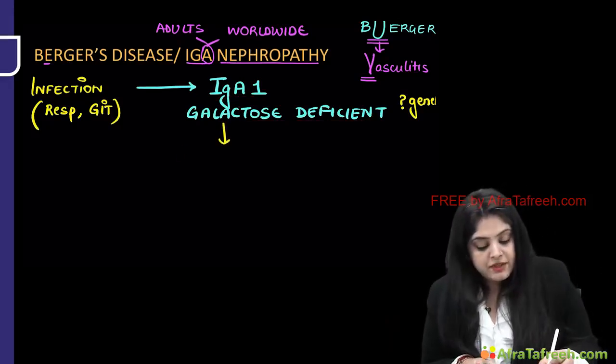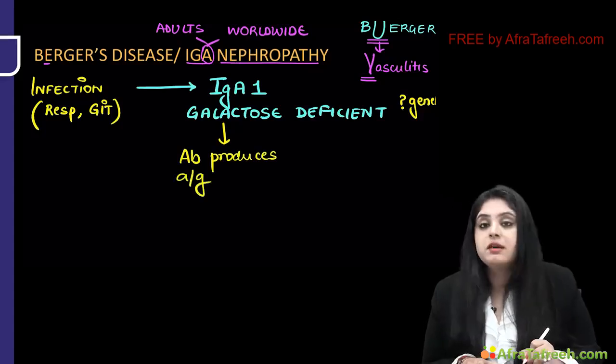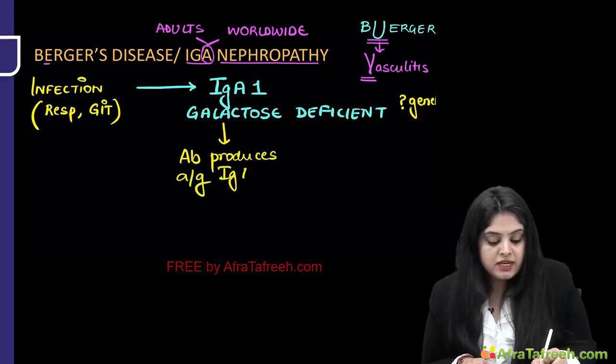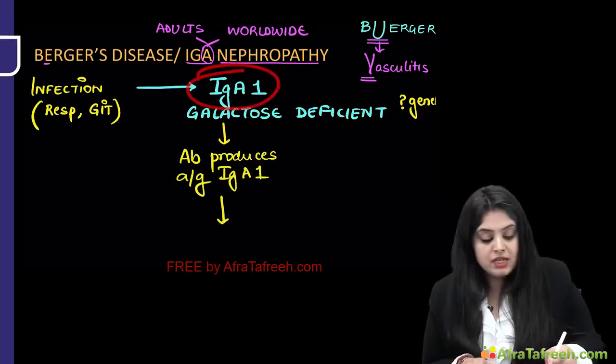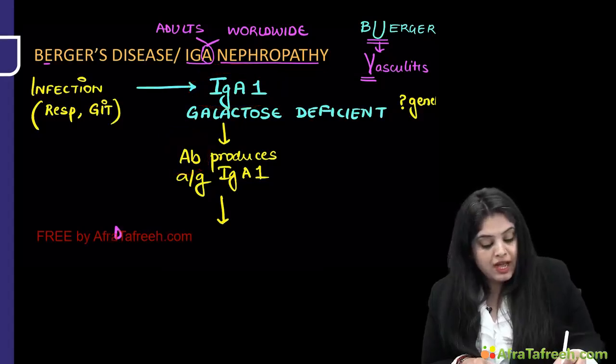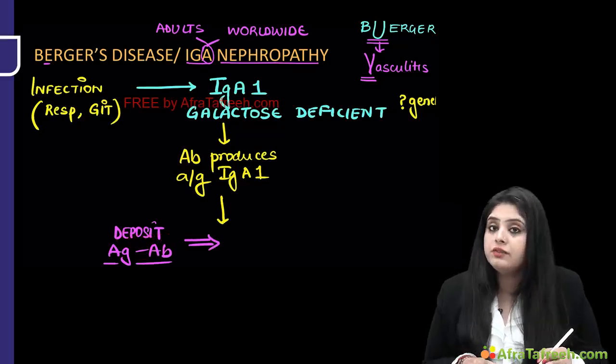Can I say there are further antibodies that are produced against this? There are further antibodies produced against IgA1. So you can say this behaves like an antigen and antibodies are going to come against it. This will then go and deposit in the kidney. The antigen-antibody complex then goes and deposits in the kidney. Which part of the kidney?